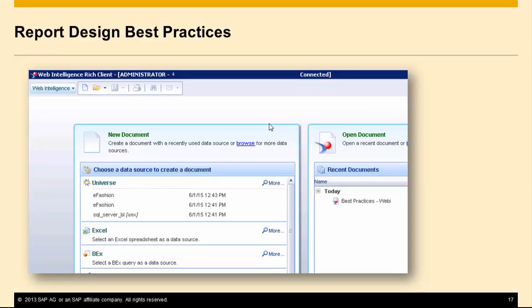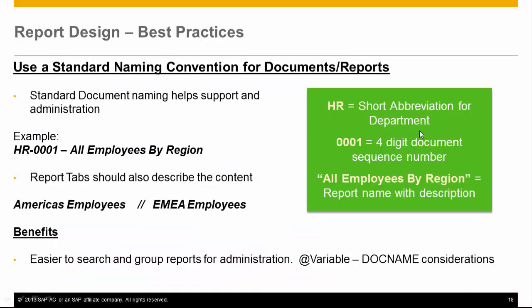So we'll move on now to some report design best practices. This is common sense, but it's about creating standard naming conventions for your documents and reports. So here's an example: you maybe start with a short abbreviation for the department that owns the report, then a document sequence number of some sort, so it's easily referenceable by easy to remember numbers.